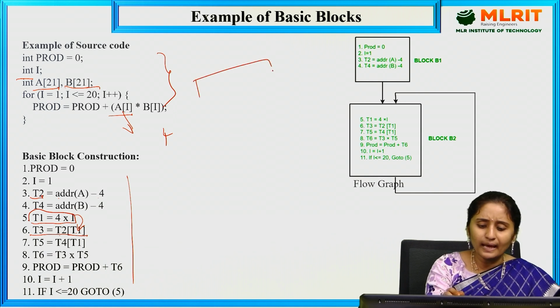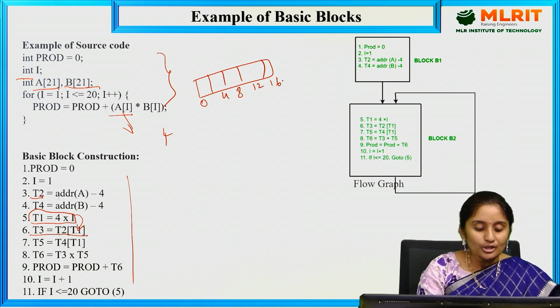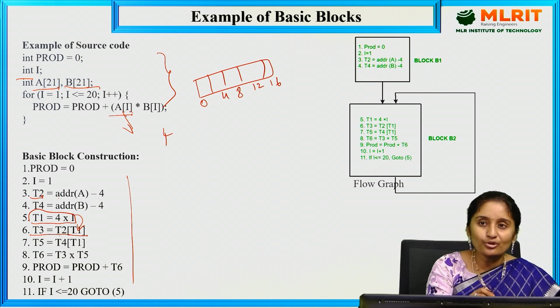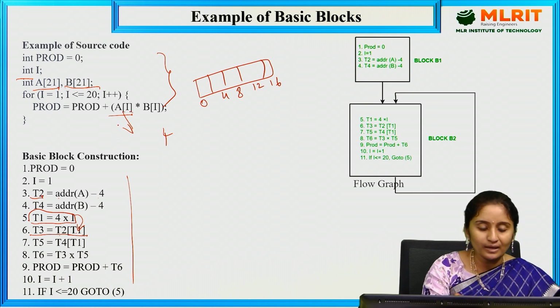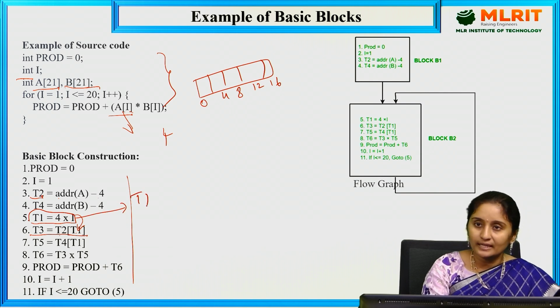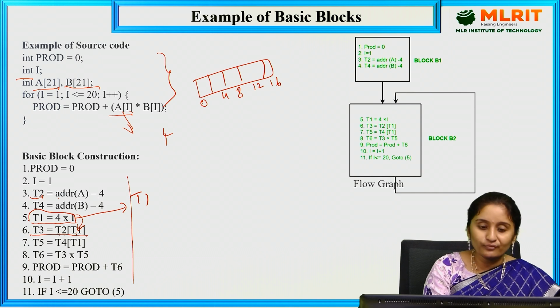For example, I have some 10 addresses. The index starts from 0, next 4, 8, 12, 16. Like this, the address will be increasing. So to do this in a 3 address code, every time instead of doing 4 into I here, I have stored it in a temporary variable, T1. The same thing, I have used T3 equal to T2 of T1, and this is stored in T3.